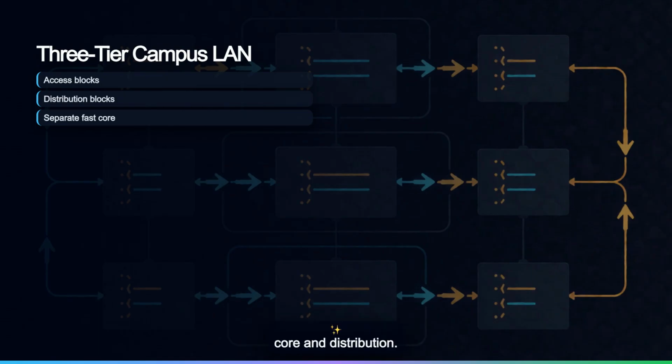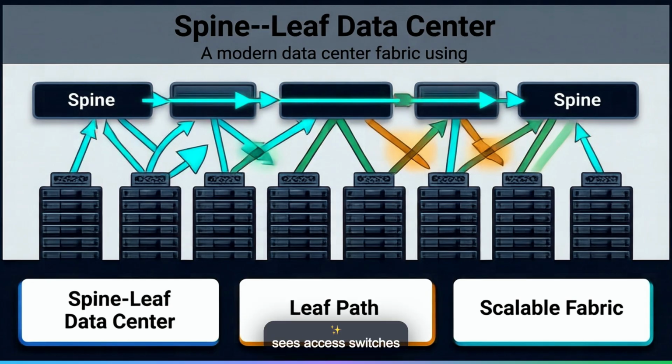OSPF runs between core and distribution. The core is fast, reliable, and boring. Boring is good. When scaling, you add distribution blocks and connect them to the core. You add access blocks and connect them to distribution. The core never sees access switches directly. This separation of concerns is what keeps the design clean.